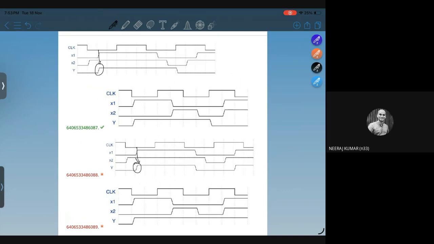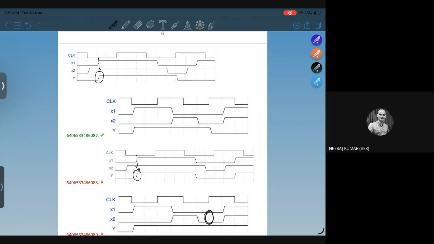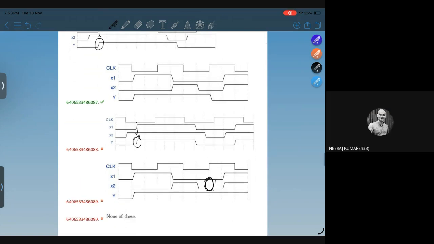So Y will be 1 when X1 is not equal to X2, right? Yes. So at the first rising edge, if you see X1 is not equal to X2, so Y is 1, which is correct. For the second rising edge, X1 is equal to X2, so that should be 0, so Y is 0. So that means this is correct. For the fourth option, here they are same, but the value is 1, so that is not XOR. That's incorrect.